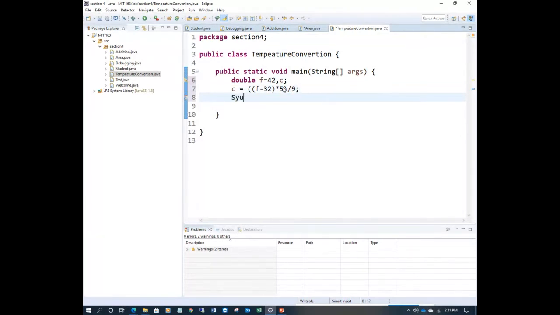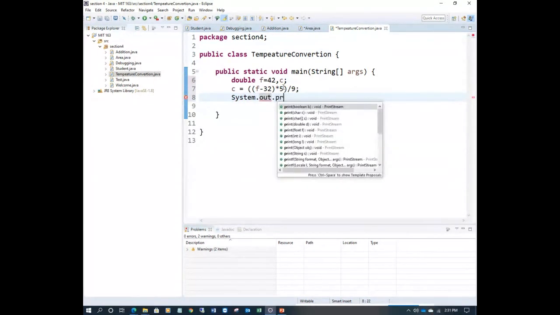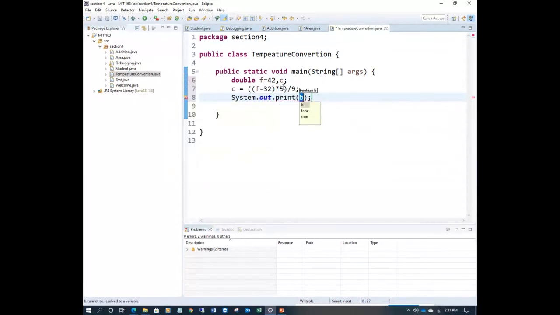Now print the result, System.out.print, Celsius temperature varies. Right, that's it.